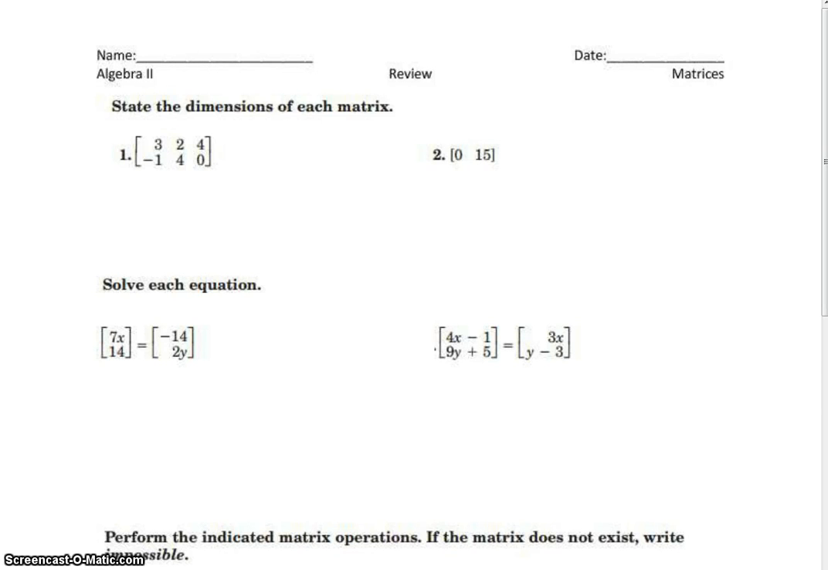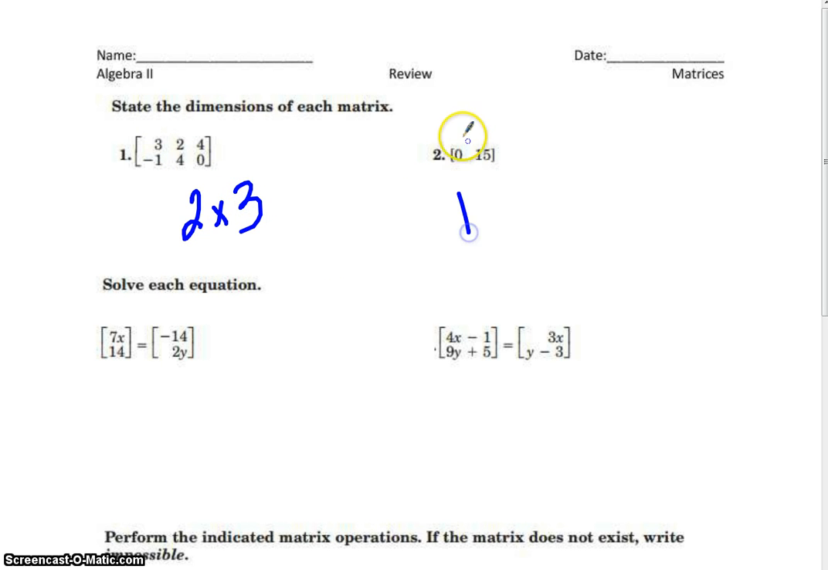Okay, this is for Algebra 2, and this is the review for matrices. I'm going to kind of ease into it with number 1 and 2. It just wants the dimensions of each matrix. Remember that when you are doing dimensions, you're going to do it rows by columns. So I have 2 rows by 1, 2, 3 columns. There's your dimensions. That's all there is to it.